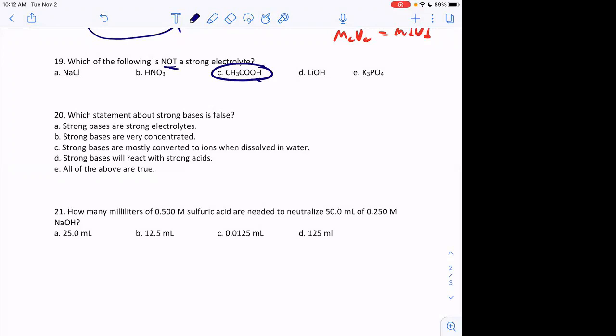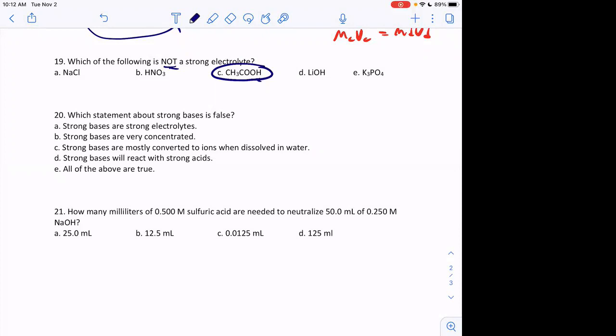But what do we mean when we say strong electrolyte? What are some characteristics of it? Completely dissociates in solution. What else? It conducts electricity. Thank you. Okay, you good?